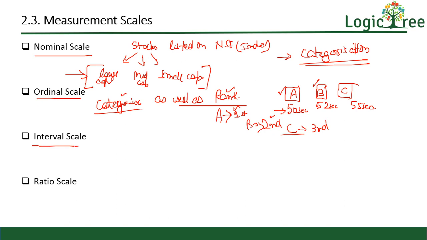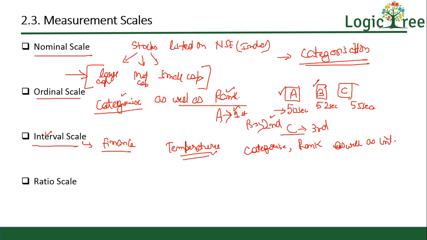Now next comes the interval scale. Interval scale, this is not primarily used in finance. You will not find very many examples of interval scale in finance. Now, interval scale, classic example is temperature. Now it has the property of categorization, ranking, as well as intervals.